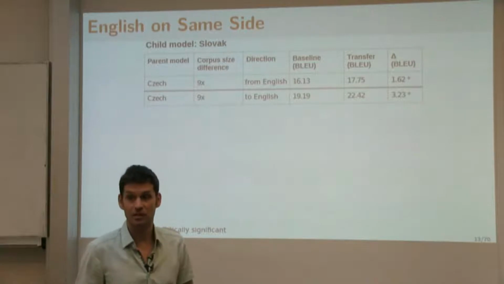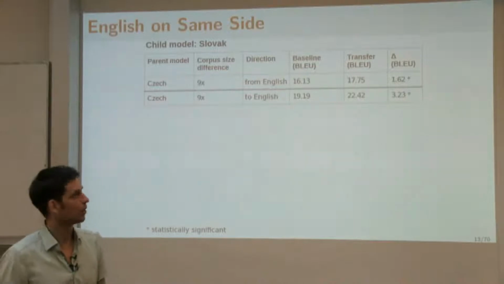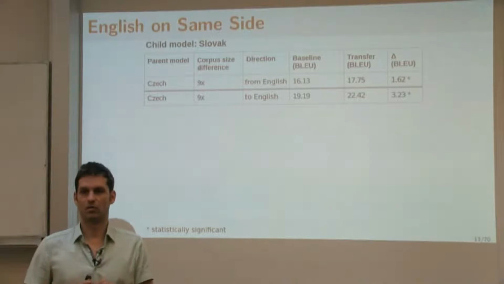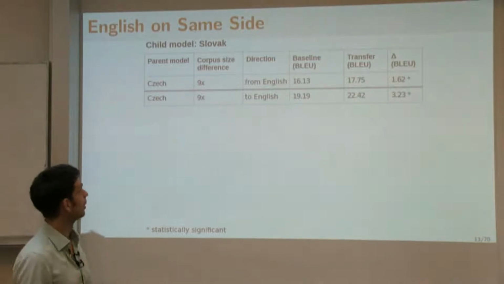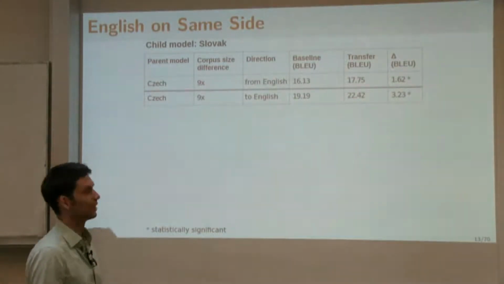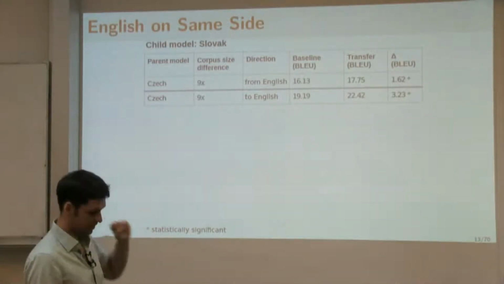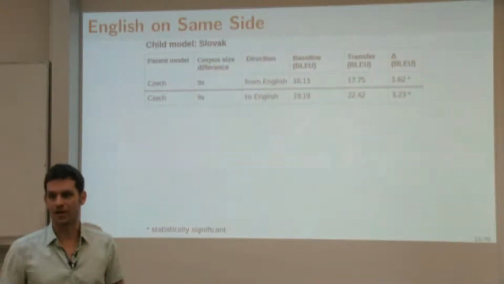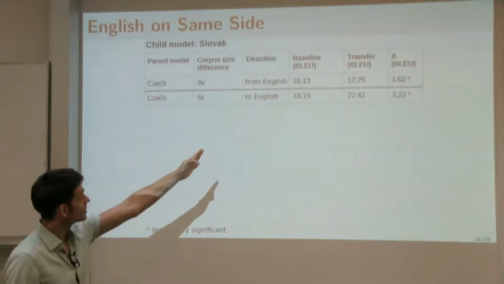Okay, so now for the results. The first results are when transferring the knowledge to a related language. We want to work with Slovak translation, Slovak into English and Slovak from English. The parent model is our large English-Czech model. The corpus size difference is ninefold: back then we had nine times more data for Czech-English than for English-Slovak. And there is some baseline performance.